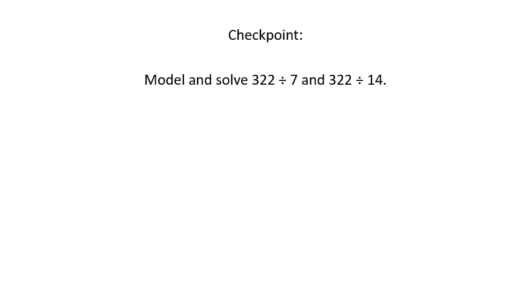All right. So for your checkpoint problem, I want you to model and solve 322 divided by 7 and 322 divided by 14. The 7 is a single digit, so you've got a little bit more flexibility in how you can think about that. The divided by 14, because it's two digits, like we talked about, is going to be a little bit harder to do from the partitive model, but you certainly can. I certainly want you to try. And so I'll leave you with these two problems to think about.